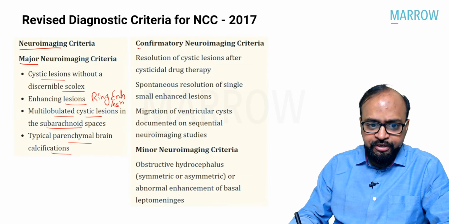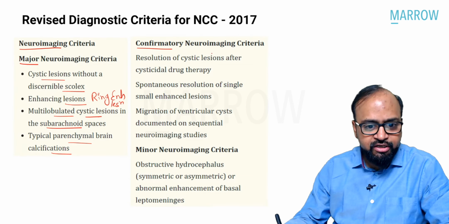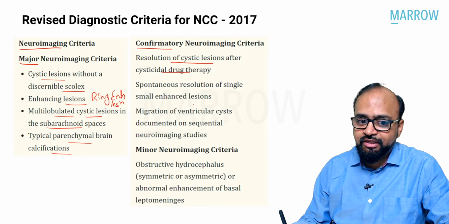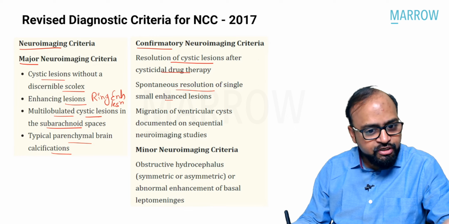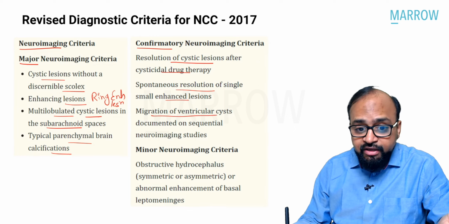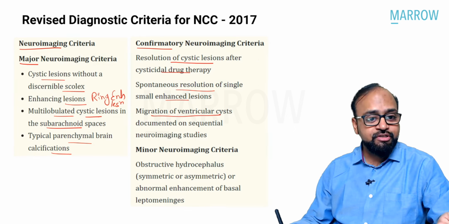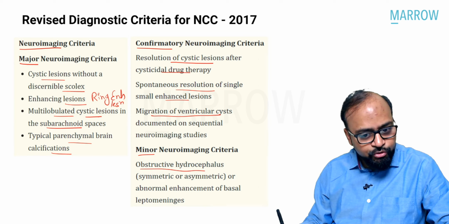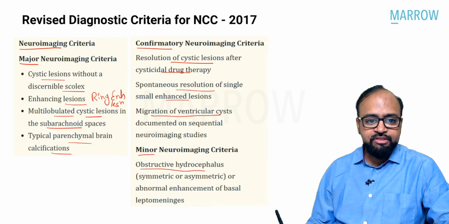Some confirmatory neuroimaging criteria are resolution of the lesions after drug therapy, spontaneous resolution of a single small enhancing lesion, or migration of ventricular cysts on sequential studies. Some minor criteria are obstructive hydrocephalus or basal leptomeningeal enhancement.